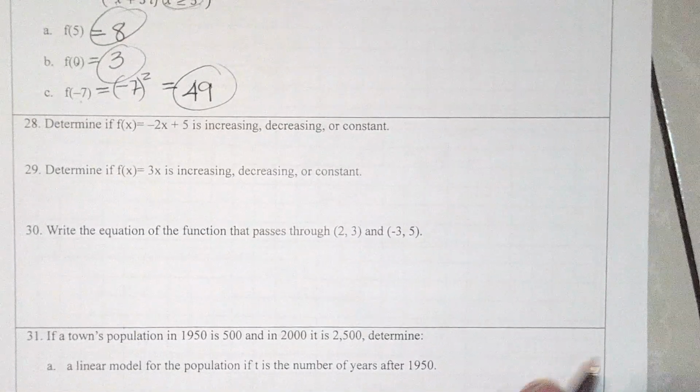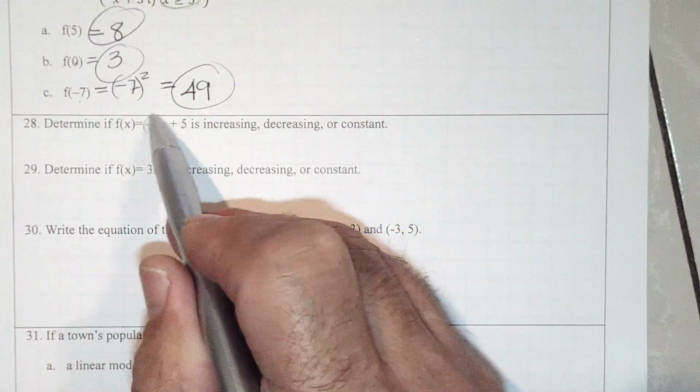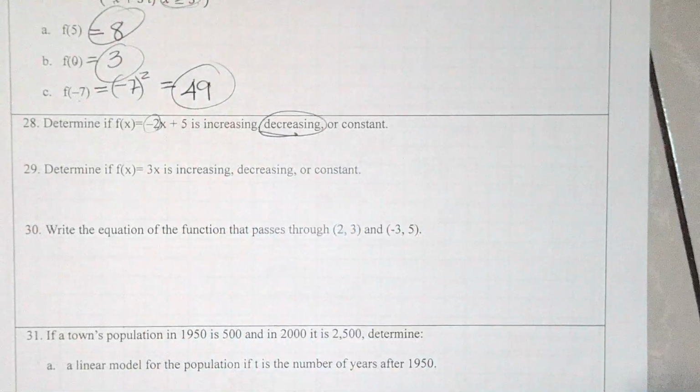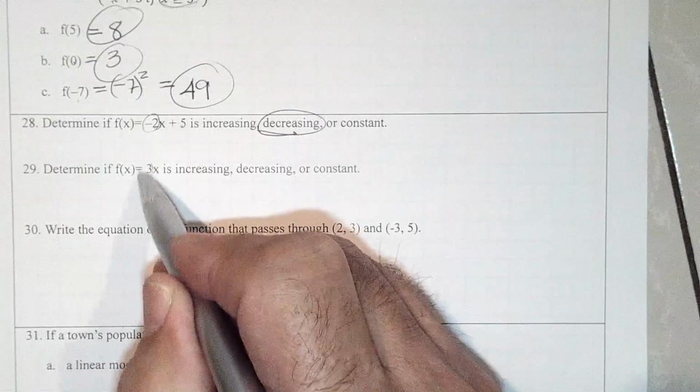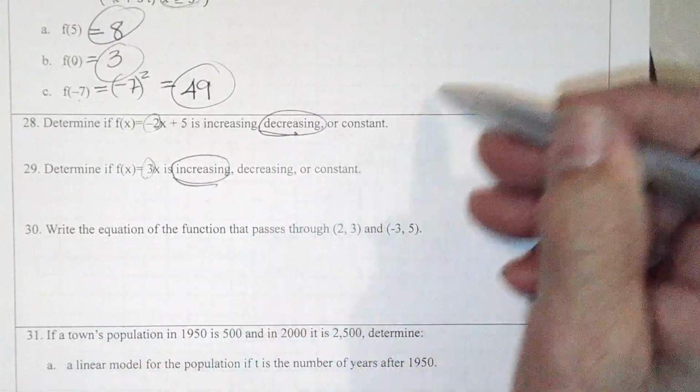Next one. The slope is the number that's times x, so that's negative 2. A negative makes it decreasing. The number times x is the 3. It's positive, so it's increasing. It's a positive slope.